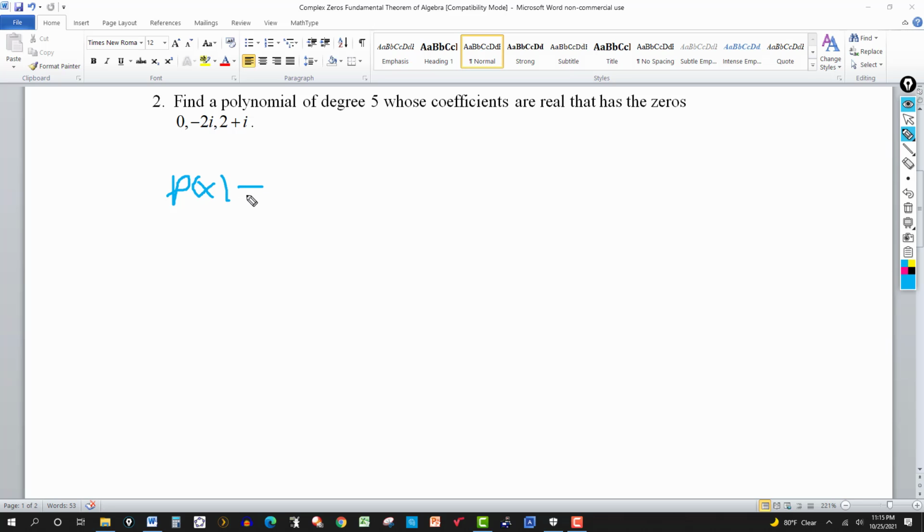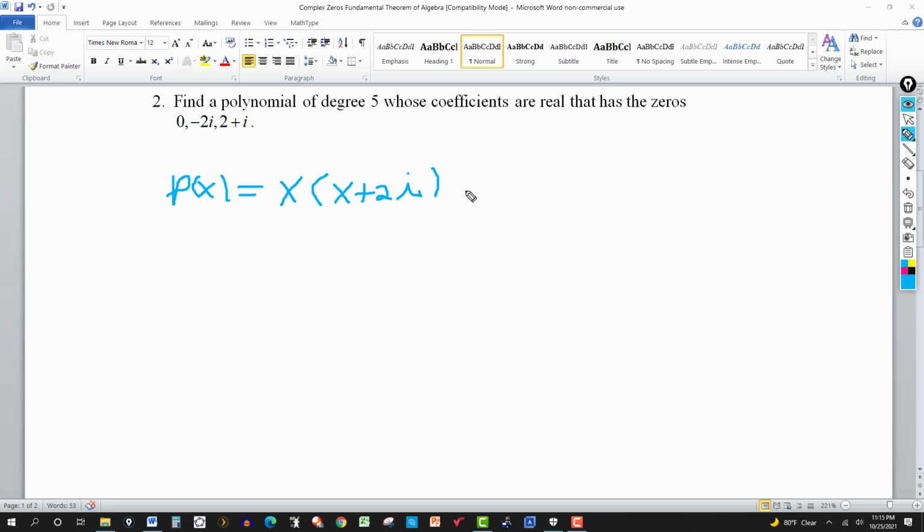So let's write it out. They want the actual polynomial. They give me the 0. So 0 is a 0, so x minus 0 would be a factor. But x minus 0 is just x, so I'm just going to leave it as x. Then the other factor would be, negative 2i is a 0, so x minus a negative 2i would be a factor. So you subtract that, and that gives you a positive 2i. Okay, x minus a minus 2i.